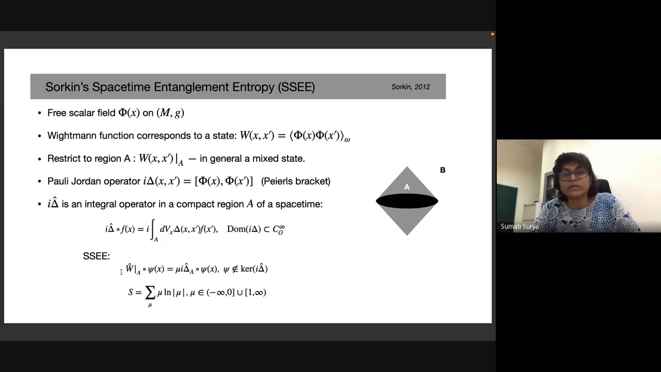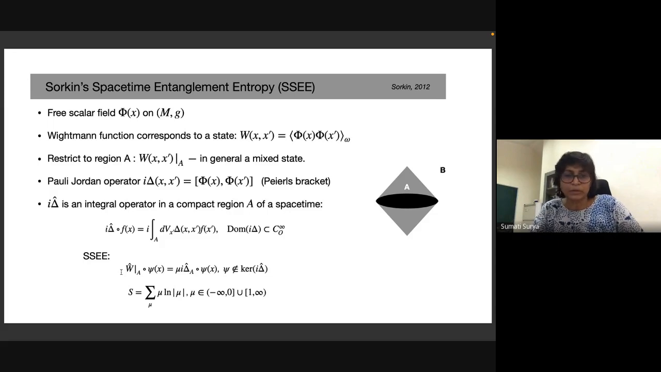One important ingredient is the Wightman function, which is the two-point correlation function. And when you give the Wightman function, it also gives you the state. So for different states, you have different Wightman functions. If you picked in particular the Wightman function corresponding to the vacuum, then that's already defining your state for you. But here x and x prime are just two spacetime points, so there's no mention of a Cauchy hypersurface. And again, when we restrict it to a smaller region A, then what we get in general is a mixed state.